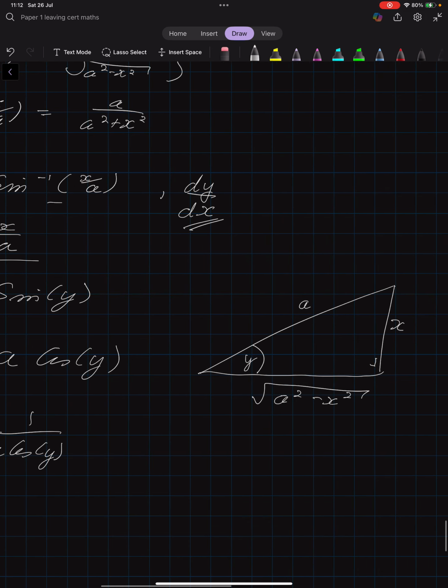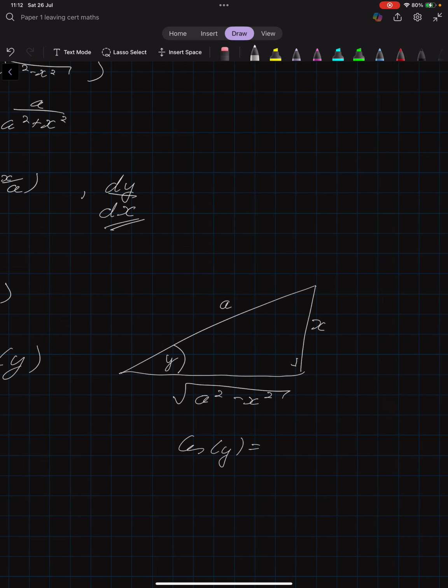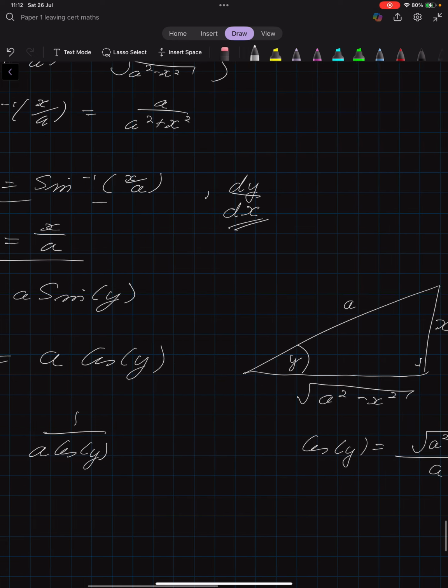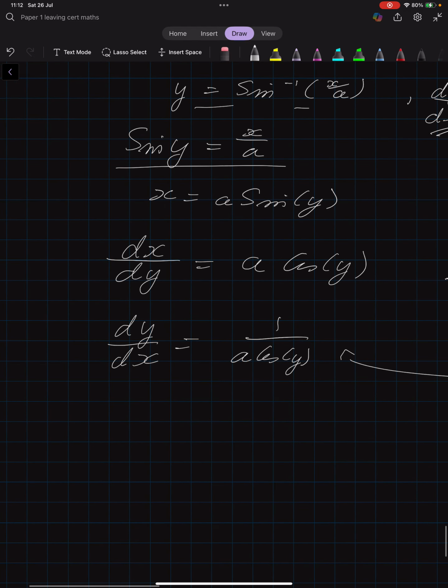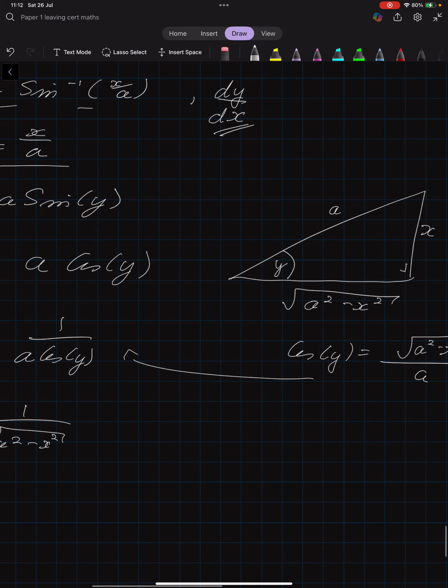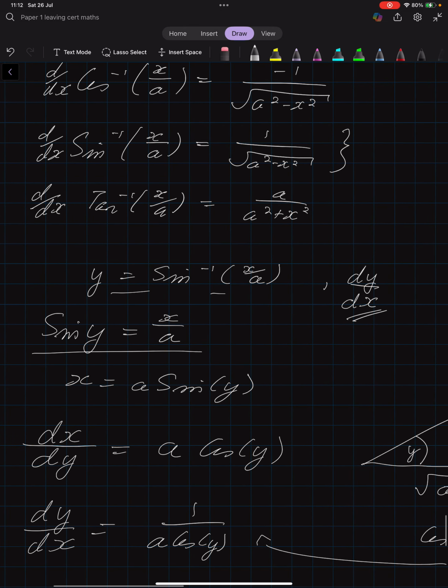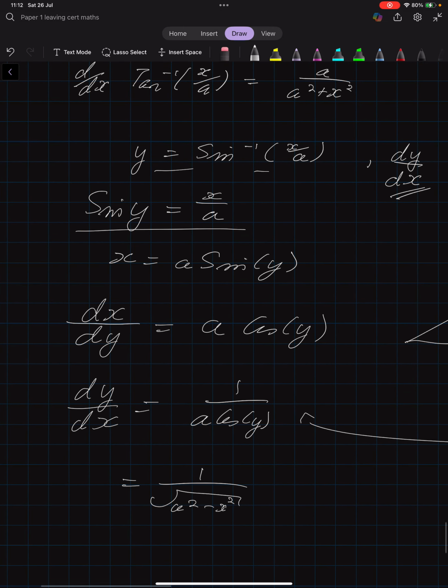If I ask you what the cos of y is, you would say the cos of y is simply going to be the adjacent, which is root a squared minus x squared all over a. If you plug that into here, the a's will cancel, and I'm simply left with 1 over the square root of a squared minus x squared. So that's how you'd work out the inverse differentials if you needed to. Now, they've never come up, so I won't dwell on it too long, and I wouldn't worry about it. But just in case it does, there it is.